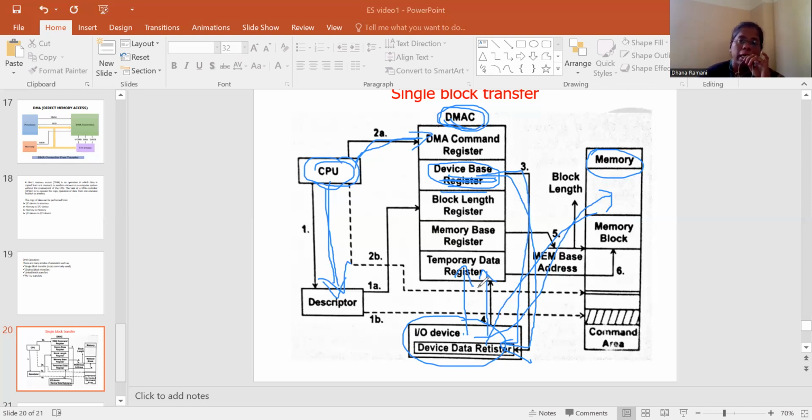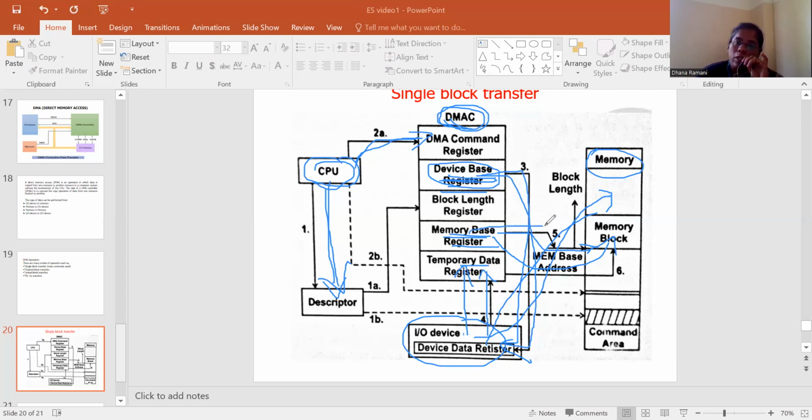Then in the immediate next cycle, it will have the memory based register, that is the address of the memory where you're going to put that data, right? So that address will be here. So from this, in the next cycle, it will go to that particular memory address, and already it has the data from that input device, stored in the temporary data register.